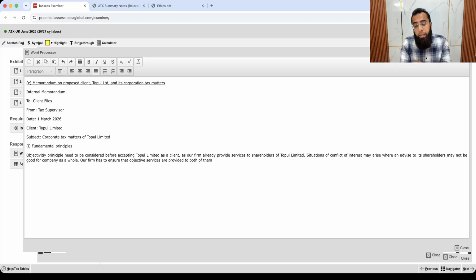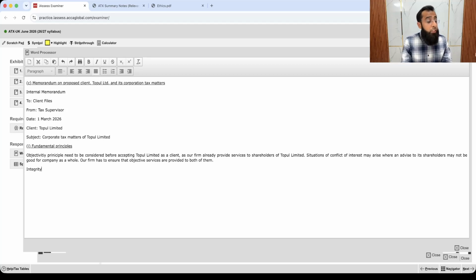Now, what do you mean by this? See, there are situations from a tax perspective. When giving something to a shareholder in a certain manner, it may result in a lower cost for the shareholder, but higher cost for the company. Think about it. Maybe the company has to think about corporate tax implications, and the shareholder has to think about what income tax personally they have to pay. Okay, so there can be a situation of conflict of interest.